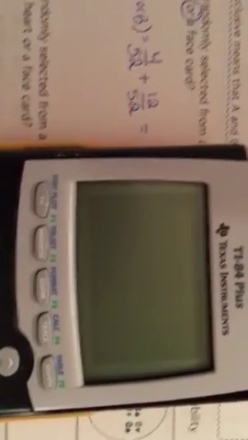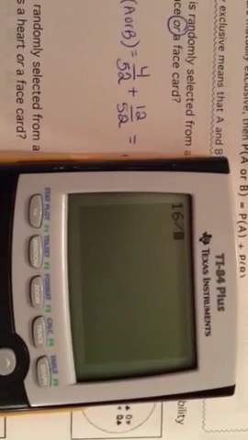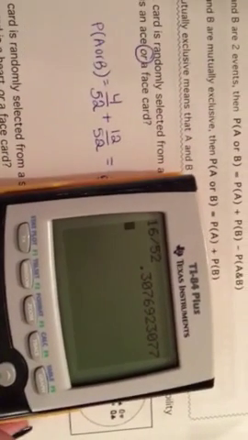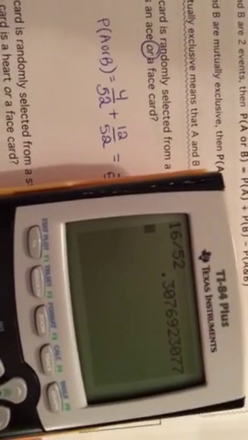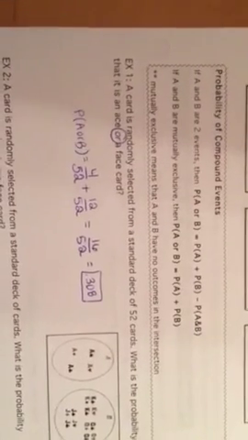So on the calculator, all I need to do is 16 divided by 52. And we're going to round to 3 decimals, so we get about 0.308. So there's about a 31% chance that when I pull a random card out of a deck, it will be either an ace or a face card.